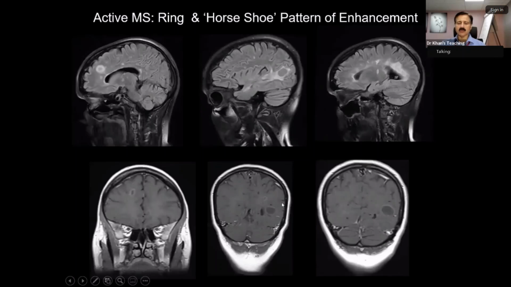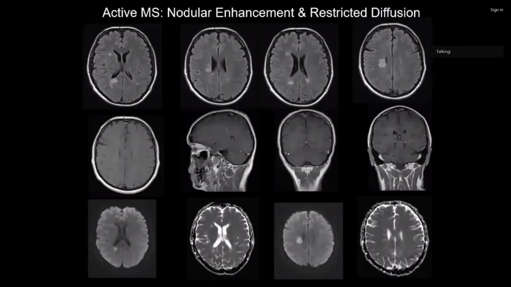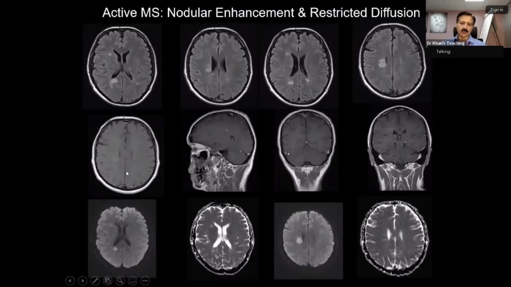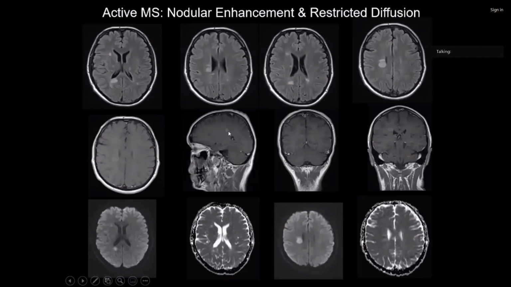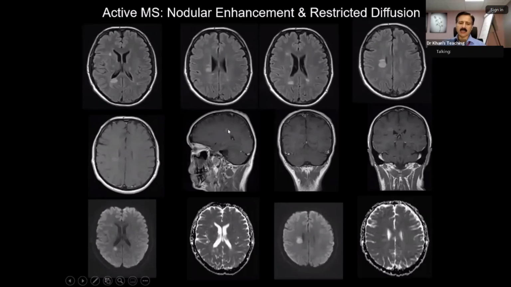Horseshoe enhancement is a very good feature which can discriminate a tumor versus MS, particularly tumefactive MS, which is an exam case I'll show you. And then there can be another enhancement which is known as nodular type enhancement. So if you see here, this is nodular. So nodular enhancement, ring enhancement, and horseshoe shape enhancement.